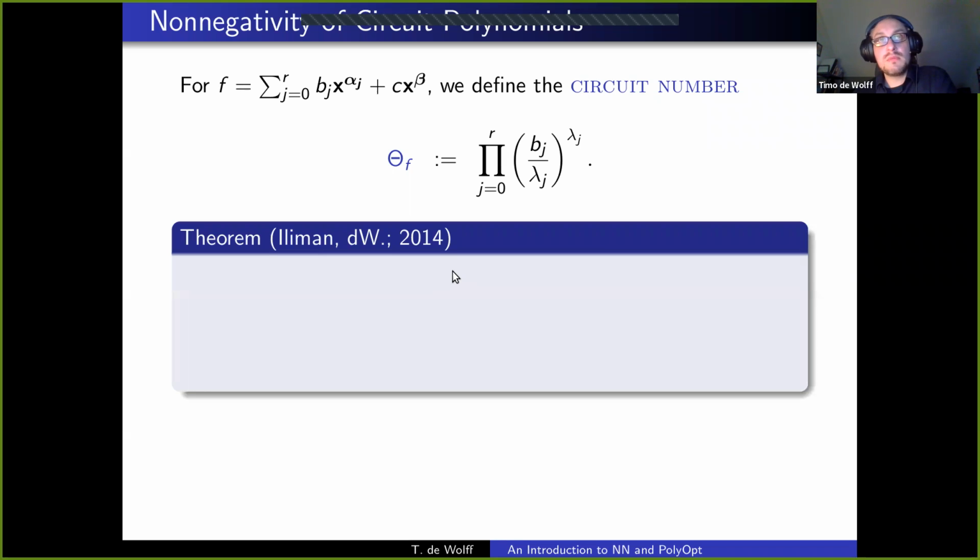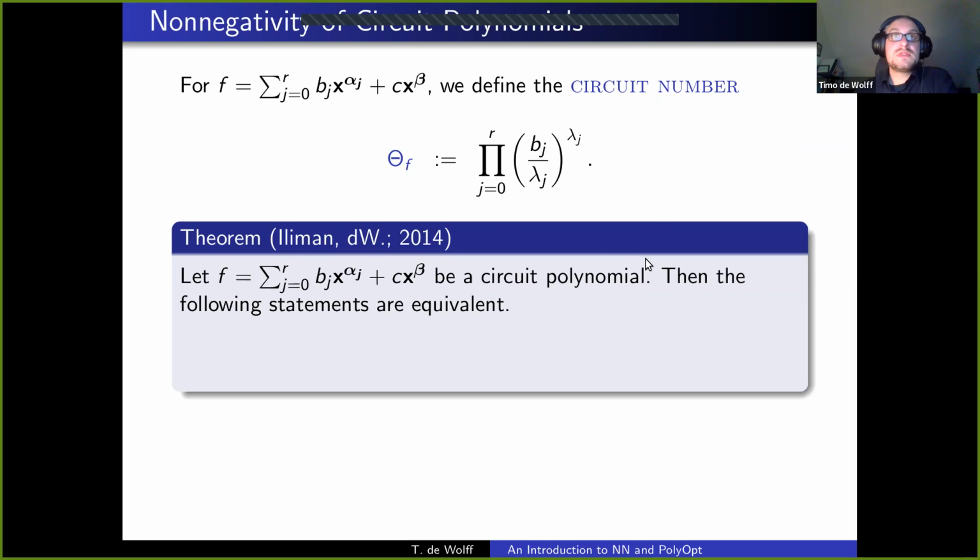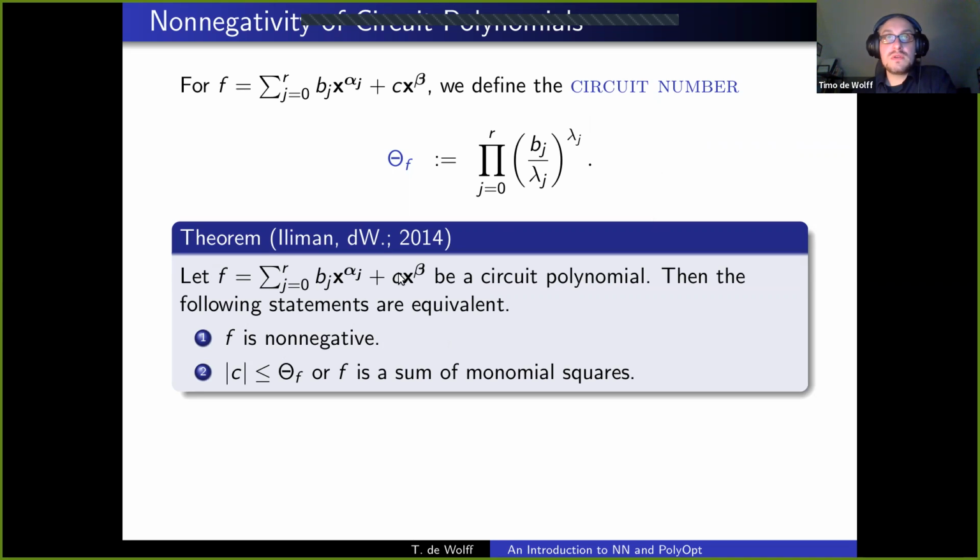Well, because the first theorem that we ever proved in the first paper we ever wrote about this thing was that if you have such a circuit polynomial, then this is non-negative if and only if the coefficient of this interior term is bounded in absolute value by the circuit number. And that's an if and only if, unless you have a sum of monomial squares. But this is completely trivial if you have this. If every term is a square with positive coefficients, you're obviously non-negative and you don't need to go on anymore. So you can just put this aside, and then this is really the condition you're looking for.